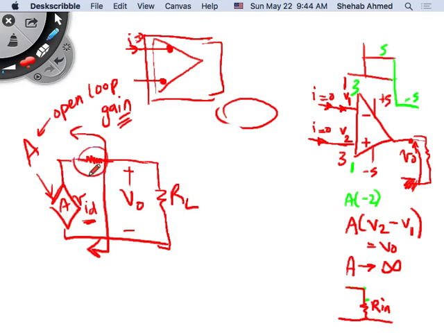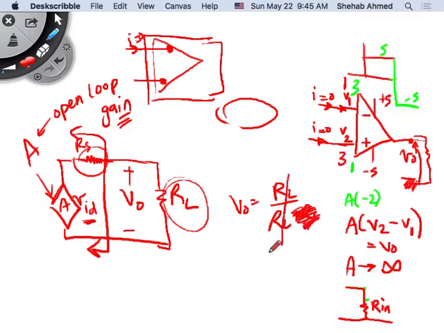If there is a resistor here, then what is the output voltage equal to? It's the voltage divided between these two resistors. So in that case, if I change RL, will the output voltage change? Yes, because it's a voltage divider. V output is equal to RL over RL plus RS. If I change RL, the output will change, because I have this RS in there. If I don't have RS, then the output will not change. The output will always equal A times VID, right?